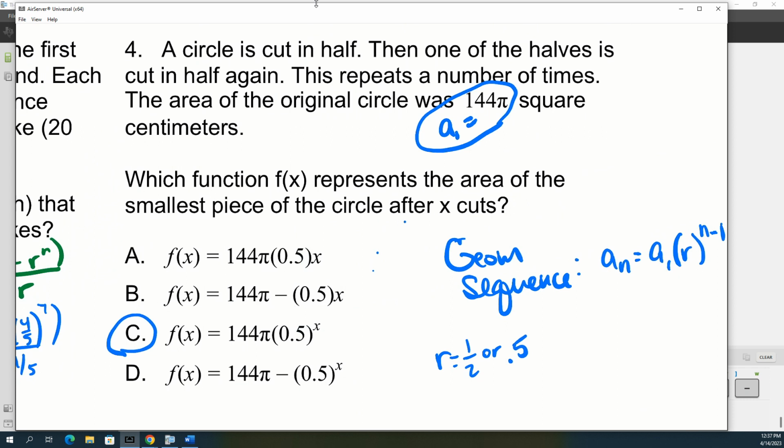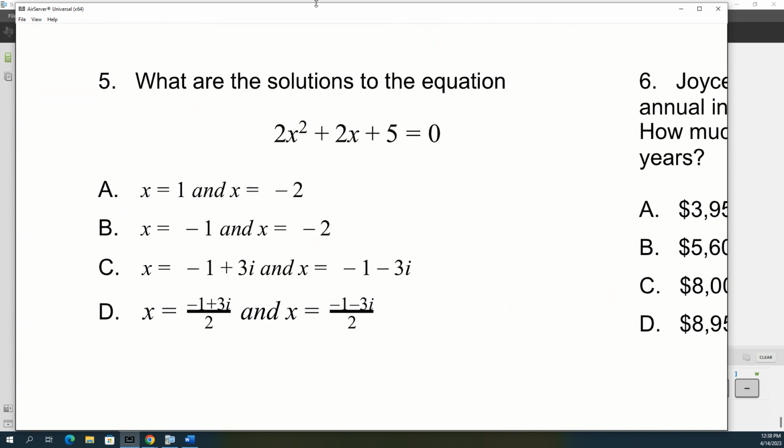Now, number 5, I'm going to show you 2 ways. One way is to actually solve the problem. Another way is to just check it in the calculator. So I actually have this exact same problem on my pre-calculus review, but we can do it also. On this one, we're going to solve by the quadratic formula. Does anybody remember it? It's a song. Everybody likes to sing it.